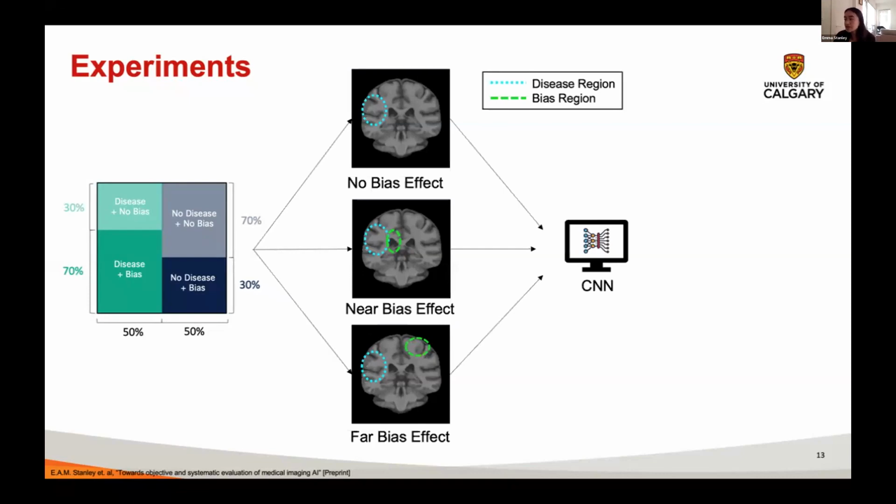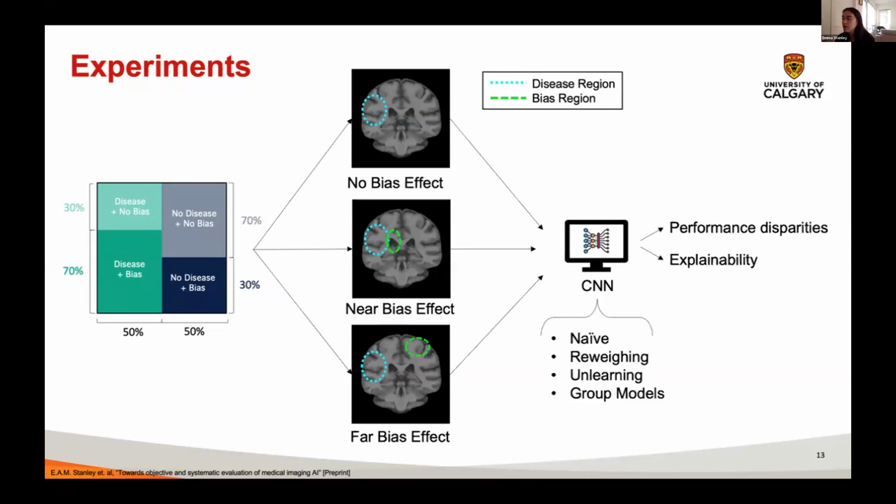So in addition to subgroup performance disparities, we also looked at the ability of just SmoothGrad explainability in identifying these known bias regions in our data. And then we also apply 3 bias mitigation strategies to see how well they perform at reducing those disparities caused by the specific bias effects we introduced. So there's more details in the preprint that should be on arXiv in the next day or two, but just showing a couple of results here.